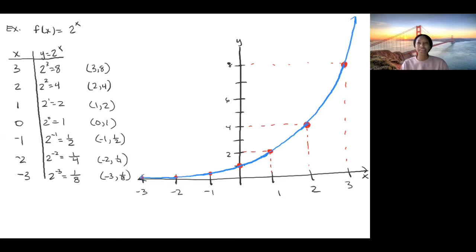And as you can see, we get an exponential curve. And it's an exponential growth because our base 2 is bigger than 1. All right. Now this is just to show you an actual example that matches up with the general graphs that we did in the beginning. Any questions about this so far?